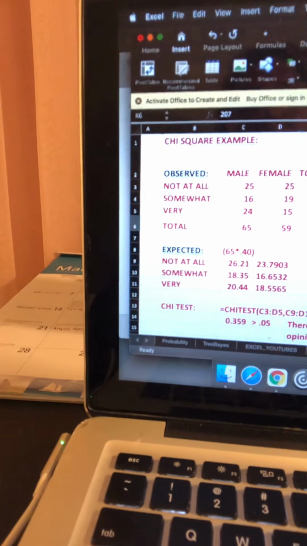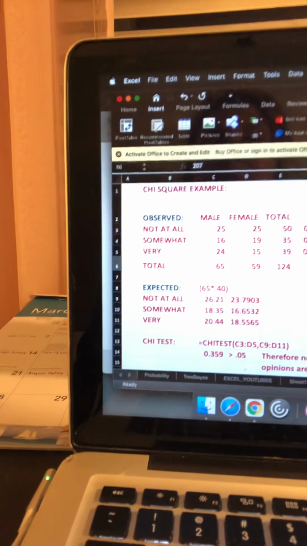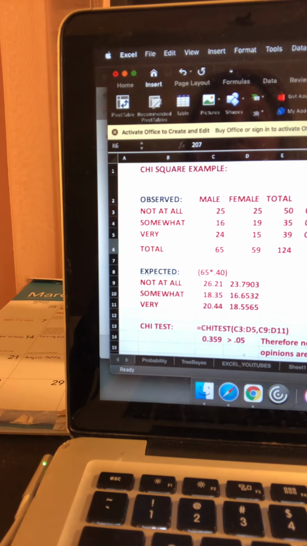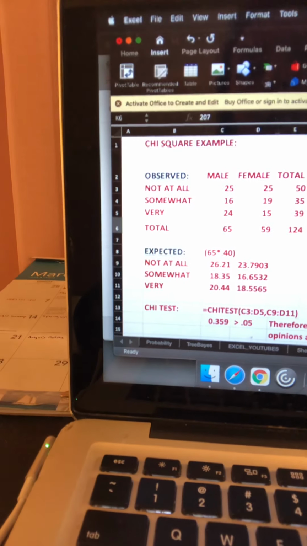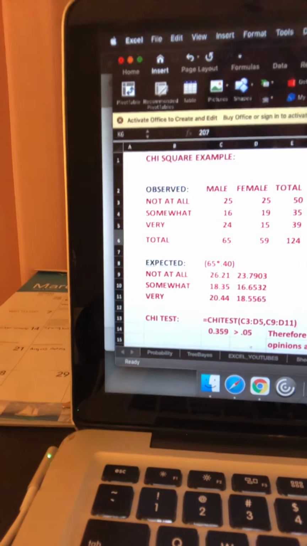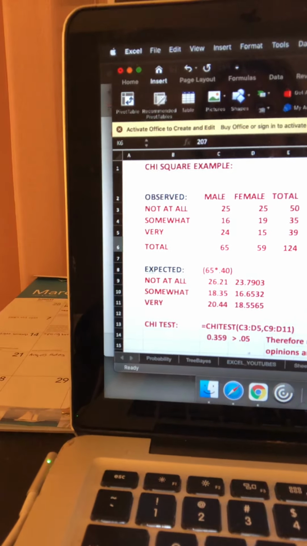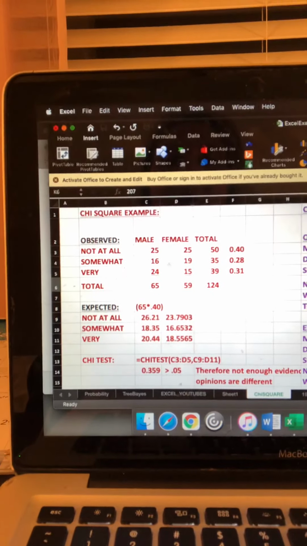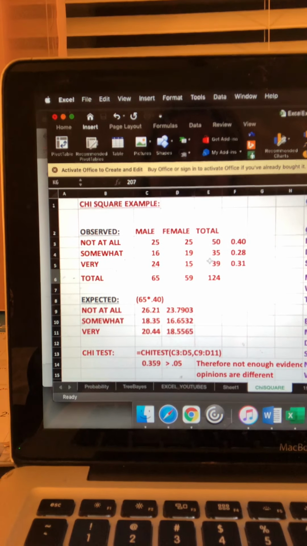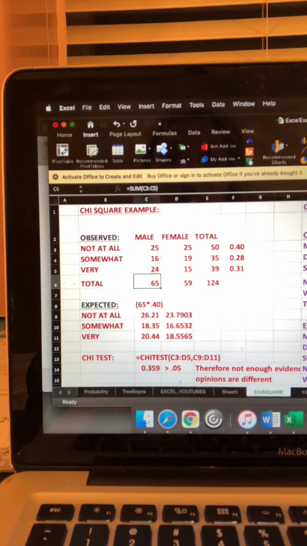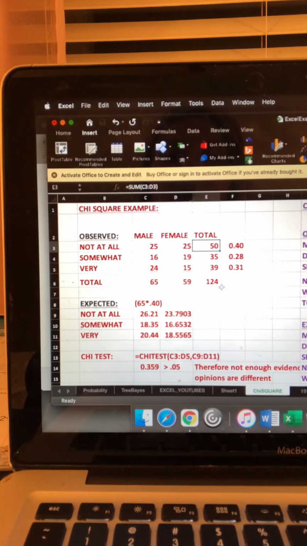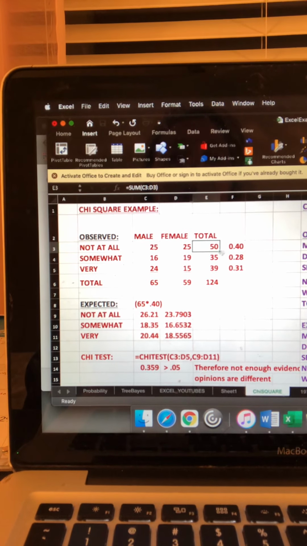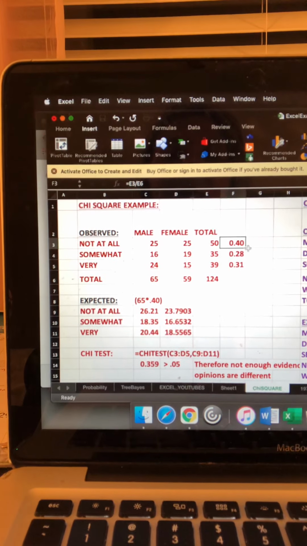Here we have a chi-square example where we are taking a product that males and females have observed, and the results came out of males and females deciding whether they would look at buying this product: not at all, somewhat, and very. When we find these values, we put them in a table, and first we want to total each column and then total each row. Once we have those totals, we want to calculate the percentages of each of the answers.